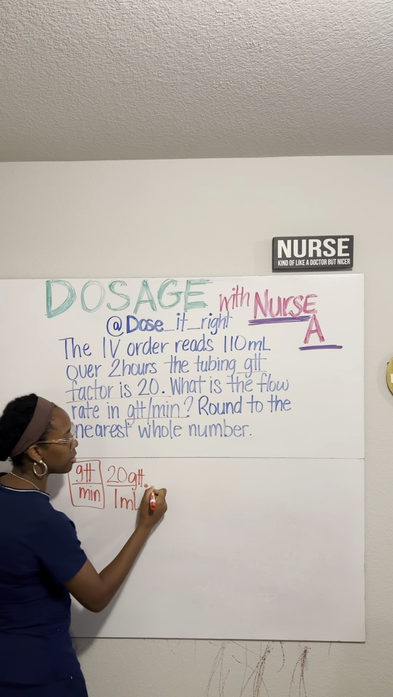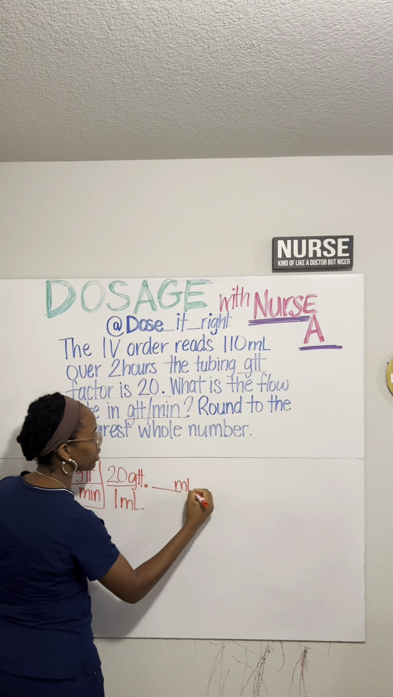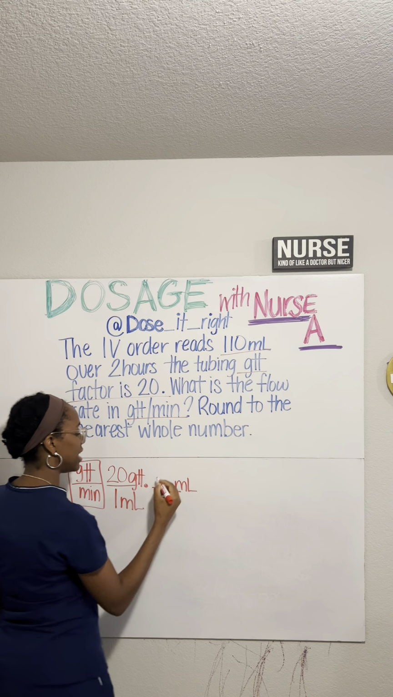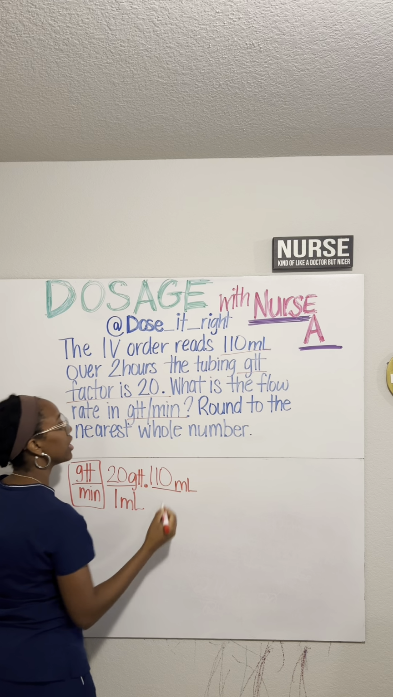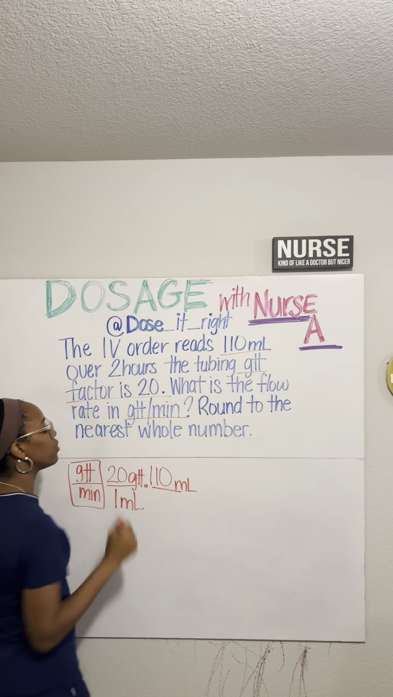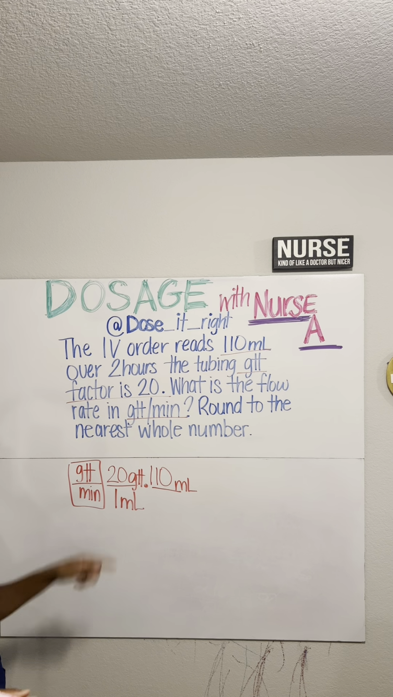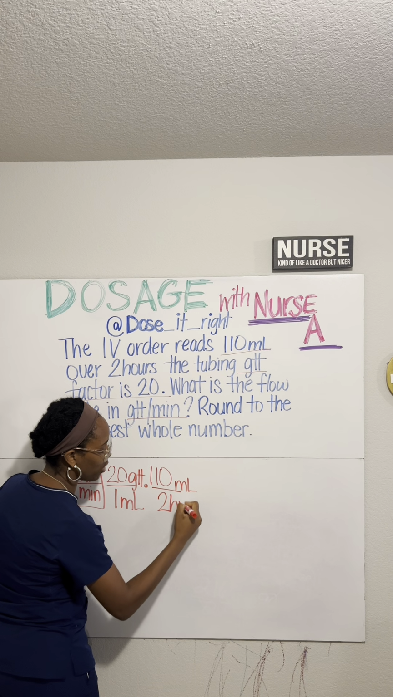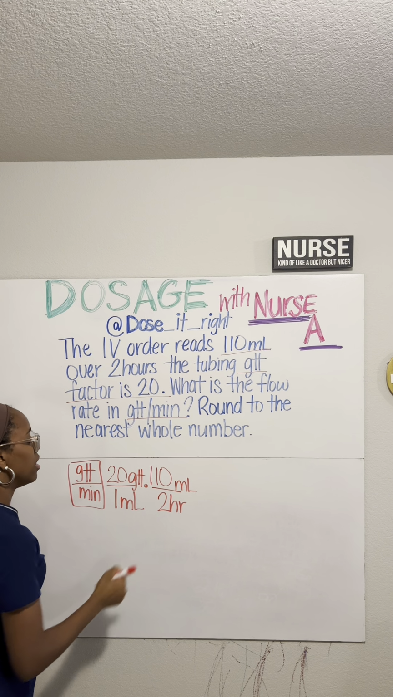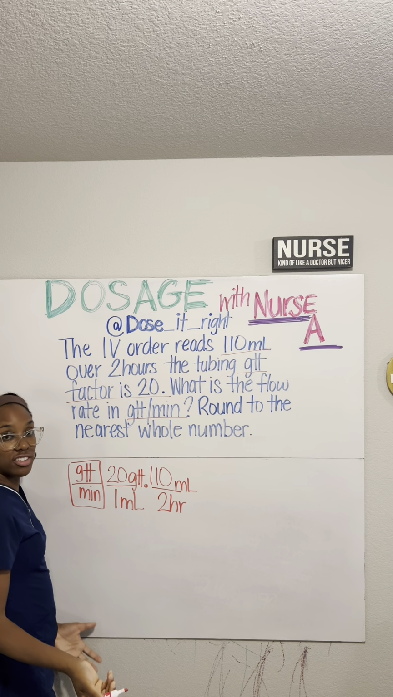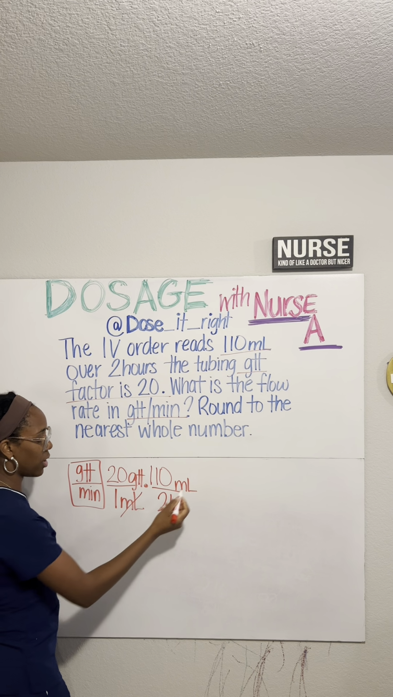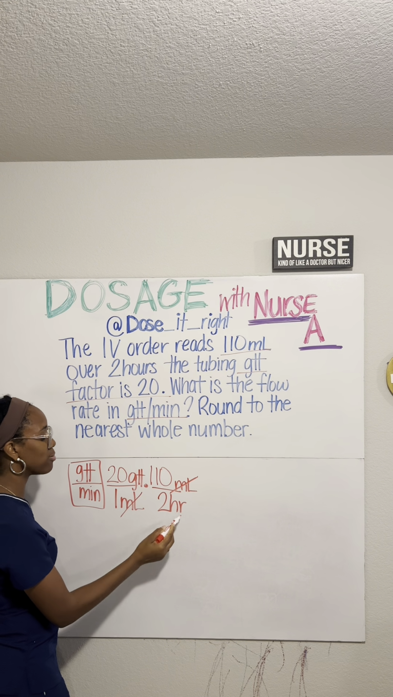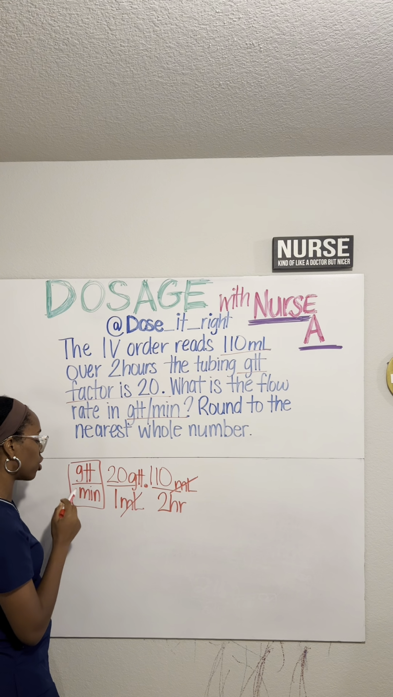Now, if we have mLs on the bottom, we know we need to have mLs on top. And in our problem, we have 110 mLs, all right? Do we have anything behind it? Well, yes, we do. It says they want to give it over 2 hours. So they want to give it over 2 hours. All right. Now let's start crossing out to see what we're left with. We cross out mLs with mLs because you can only cross out diagonally. And we're left with drops over hours, but we know we need drops over minutes.